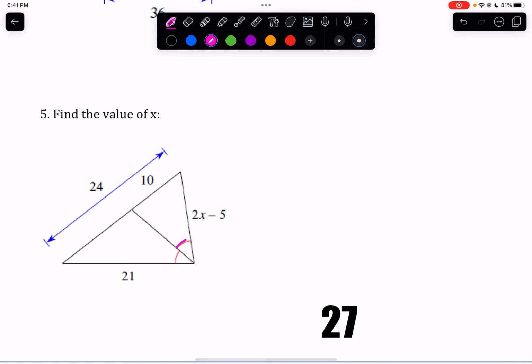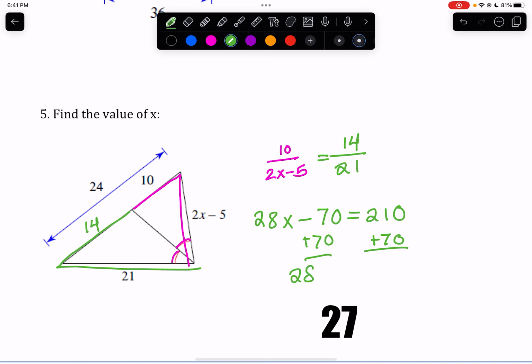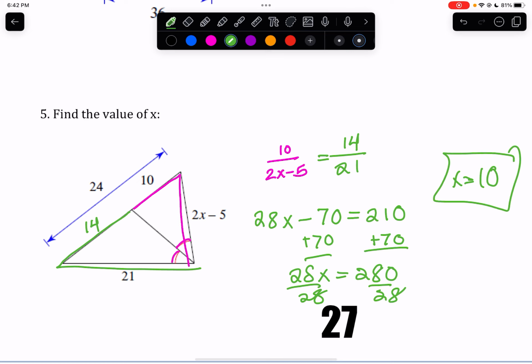So this is angle bisector. Again, we'll first look at the pink. So we have 10 over 2x minus 5. If this whole thing is 24, this piece would be 14, is equal to 14 over 21. Cross multiply. 28x minus 5 times 14, which is 70, is equal to 210. Add 70 to both sides first. 28x equals 280. So when I divide by 28, x will be equal to 10.